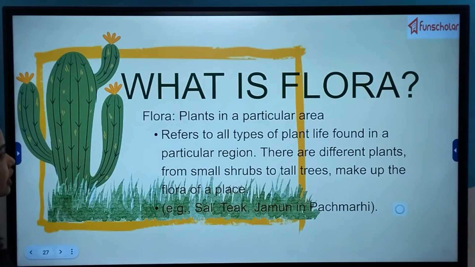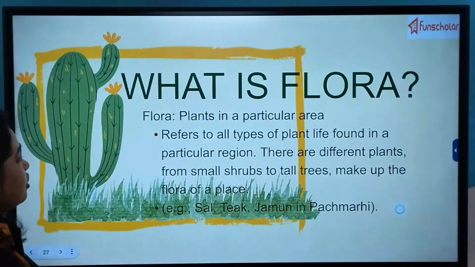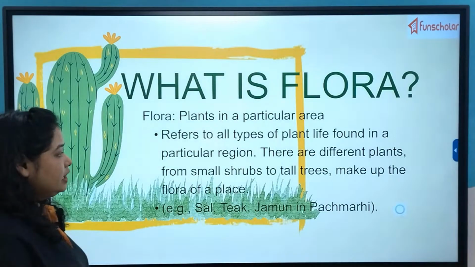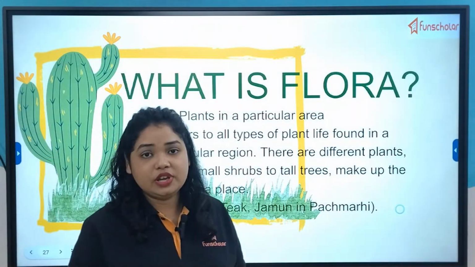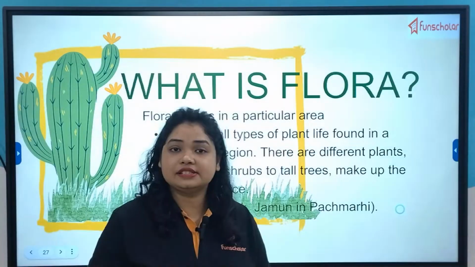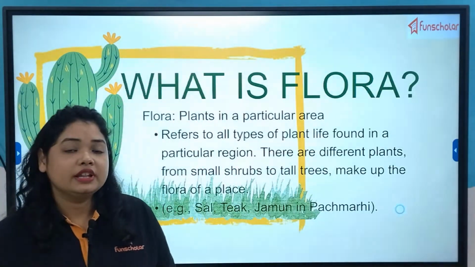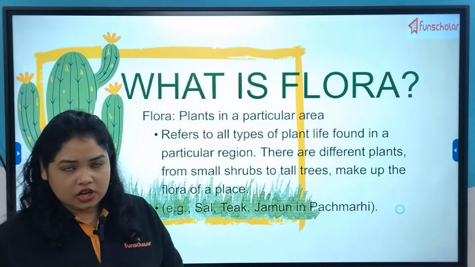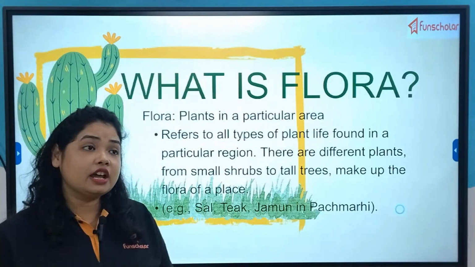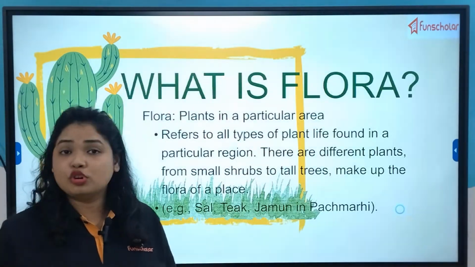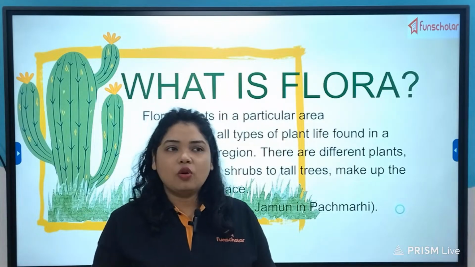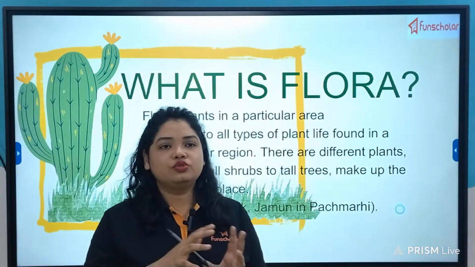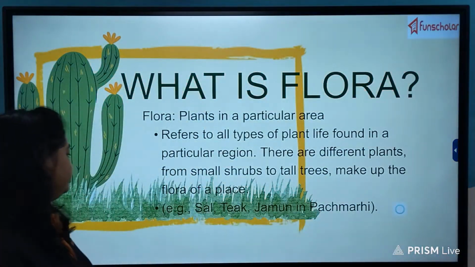Now, what is flora? I already told you, it is the plant population and all the plant life taken together. In a particular area, there can be different types of plants, as we have read in our junior classes. There may be shrubs, herbs, plants, trees, mosses or ferns. So taking all the categories of plant life into account, together it is known as flora.